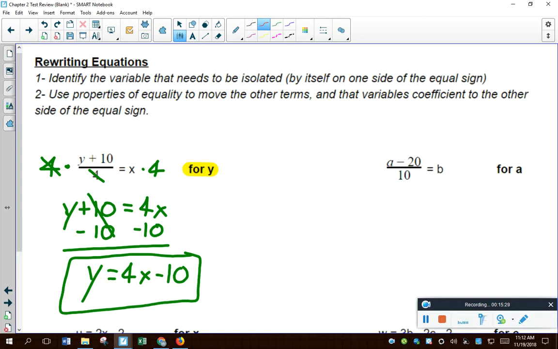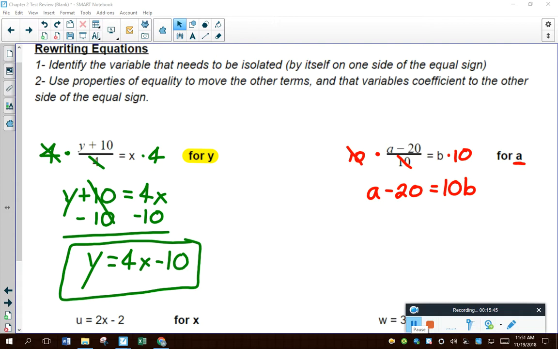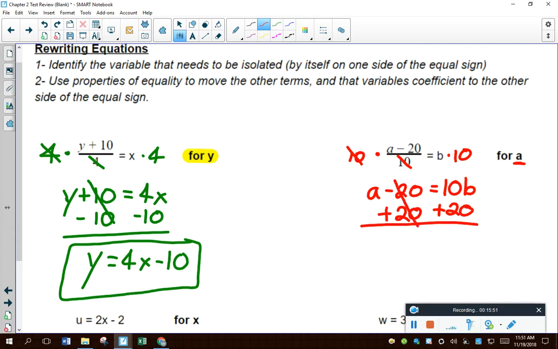On the right-hand side, again, we're going to multiply both sides by 10 to get rid of that giant fraction. And we're left with a minus 20 is equal to 10b. We are solving in terms of a this time. So we need to add 20 to both sides. And we've gotten a alone, so a equals 10b plus 20.